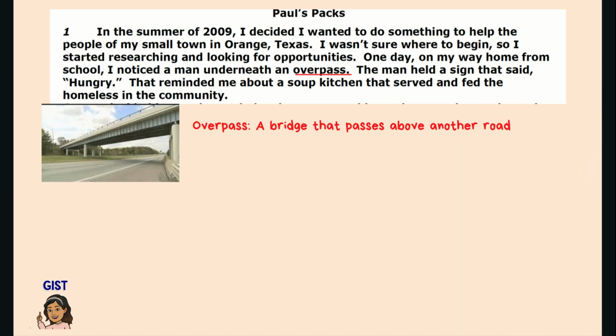Paul's Pacts. In the summer of 2009, I decided I wanted to do something to help the people of my small town in Orange, Texas. I wasn't sure where to begin, so I started researching and looking for opportunities. One day, on my way home from school, I noticed a man underneath an overpass. The man held a sign that said, "Hungry." That reminded me about a soup kitchen that served and fed the homeless in the community.